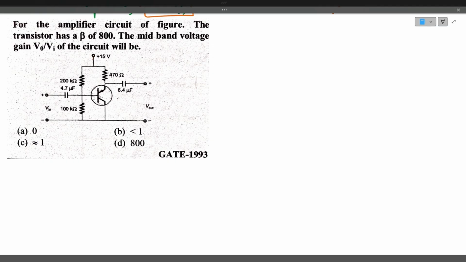For the amplifier circuit of the figure, the transistor has beta of 800. The mid-band voltage gain of the circuit will be. If you observe carefully, input is at the base. This is collector and output is taken across the emitter. As output is taken across the emitter, this is a common collector configuration. So in the common collector configuration, the voltage gain will be approximately equal to unity. The voltage gain AV is approximately closer to 1.